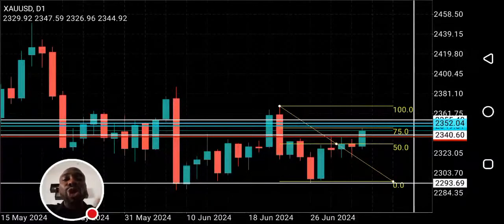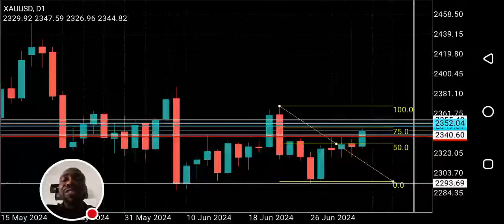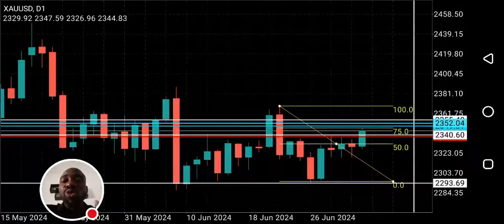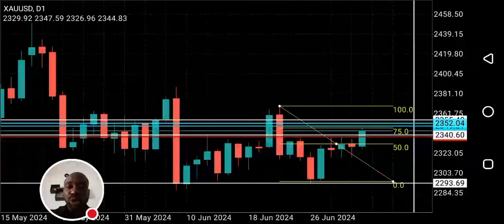Now, you don't just jump in after the formation of the bearish reversal pattern. Wait for a shift in market structure to occur on the 1-hour, 4-hour, or 15-minute time frame before you sell. After the shift in market structure, price is expected to pull back.